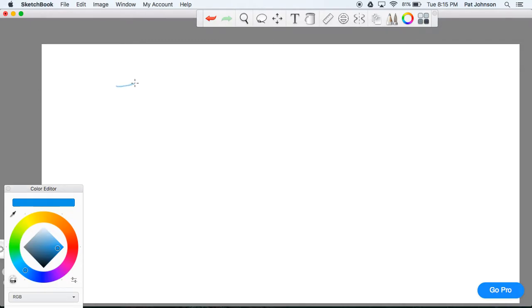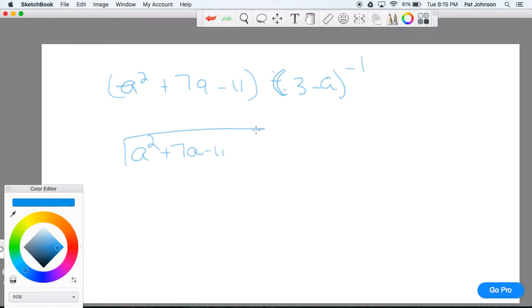Let's do a squared plus 7a minus 11. We want to divide it by, or it says times, 3 minus a to the negative 1. What's wrong with that? Well, that's the same thing as saying times 1 over, or divided by, that. So we're going to do a squared plus 7a minus 11. We've got negative a plus 3. You always want to put your variable first.